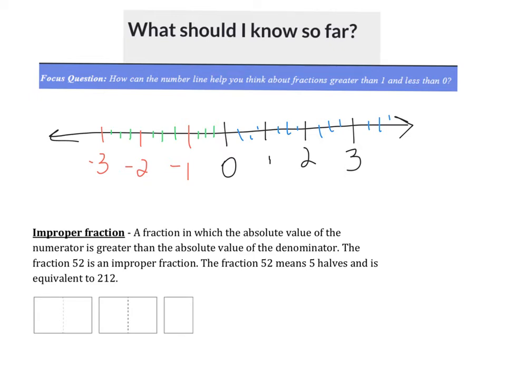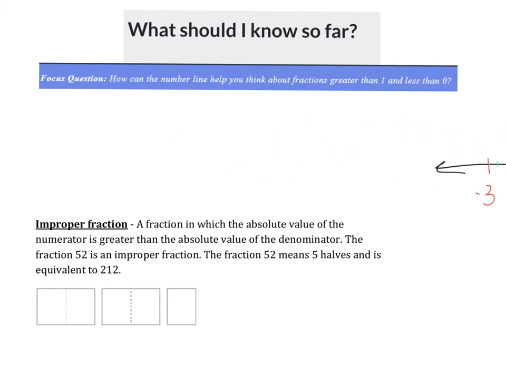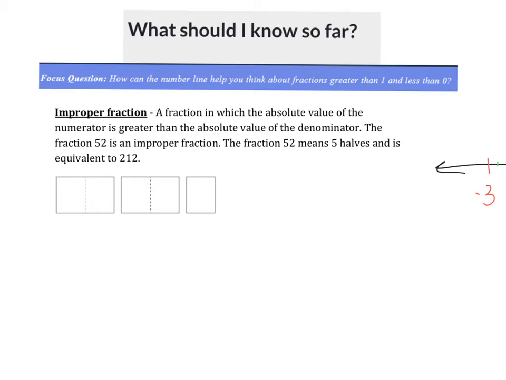All right, so what else should you know so far? I'm going to move this out of the way. You should be able to identify an improper fraction. It's a fraction in which the absolute value of the numerator is greater than the absolute value of the denominator. And that simply means the numerator is greater than the denominator. That's improper. When you see the numerator, the top number, is greater than the bottom number, the denominator, it's called an improper fraction.